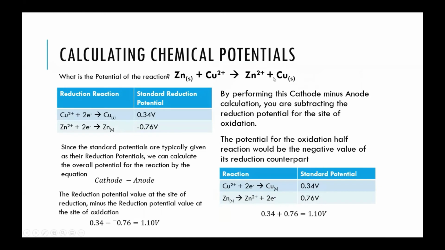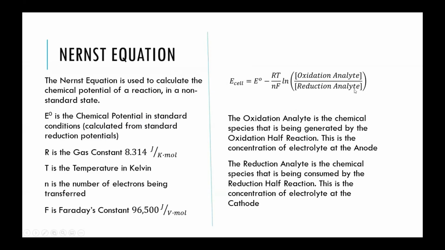So in this reaction, you have the oxidation of zinc going to zinc 2+. So the oxidation analyte is the concentration of zinc 2+. The reduction analyte is the chemical that's being consumed by the reaction. What is lowering in concentration over time? And this is the concentration of the electrolyte at the cathode.